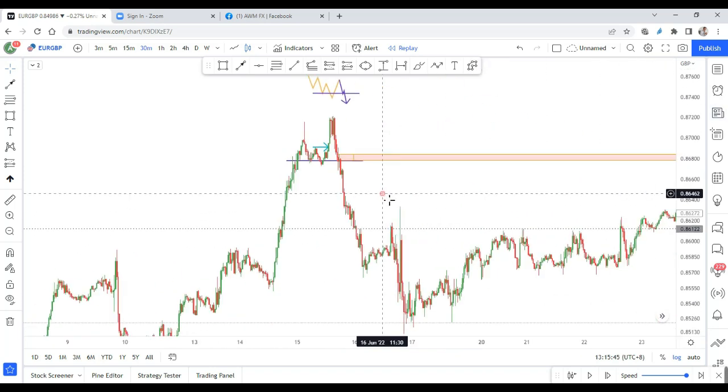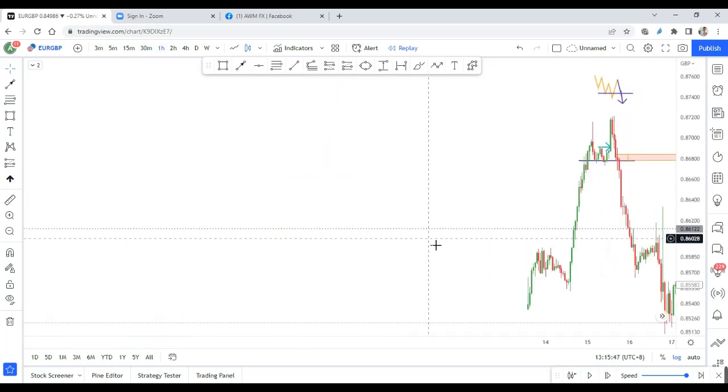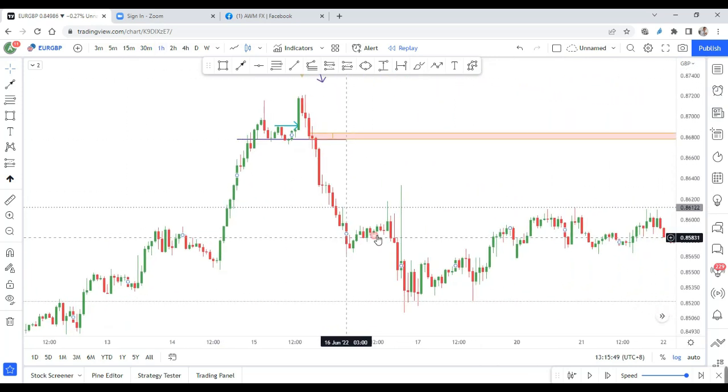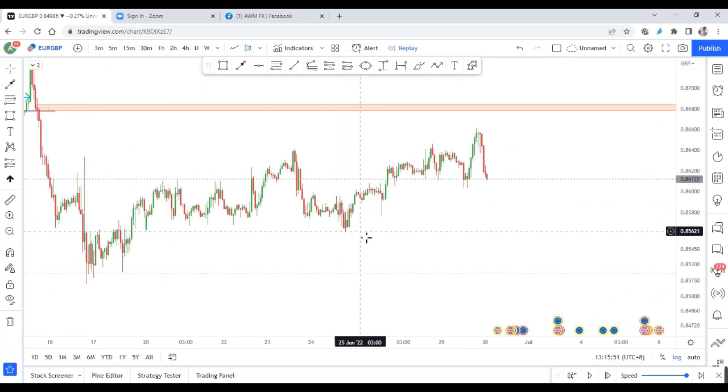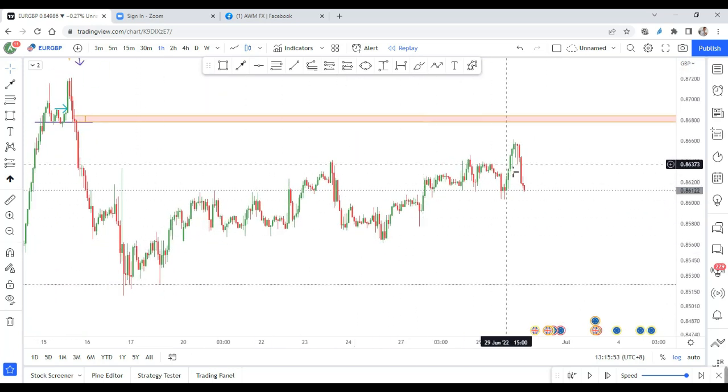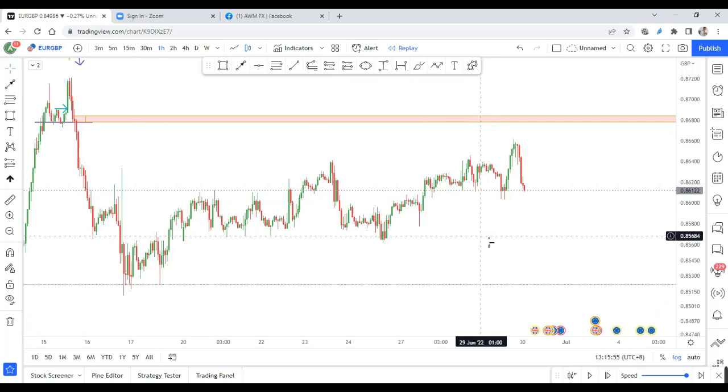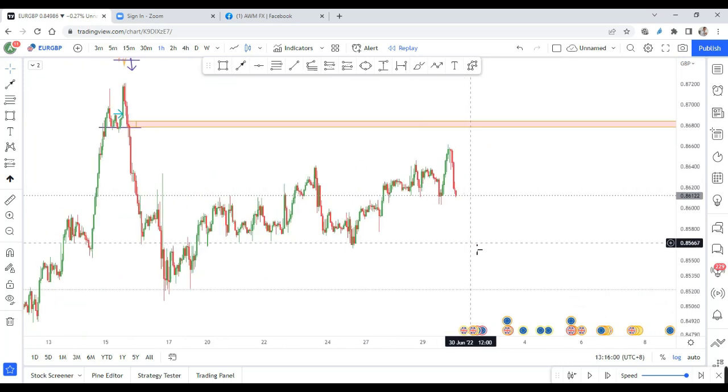So looking at it now, I go back to H1. Now the important question people always ask me is, if this is a compression, where should you be taking your profit? Very simple. How you enter a trade is how you exit a trade, right?